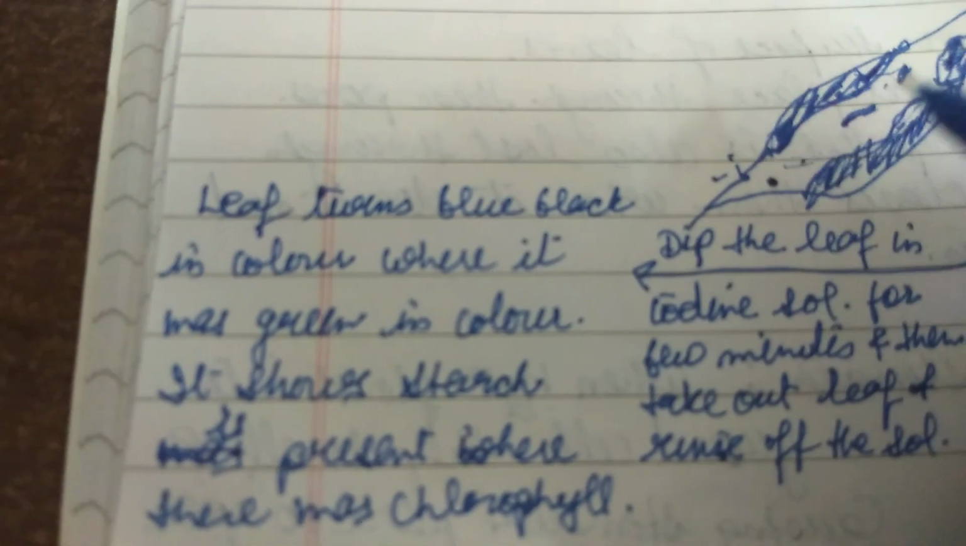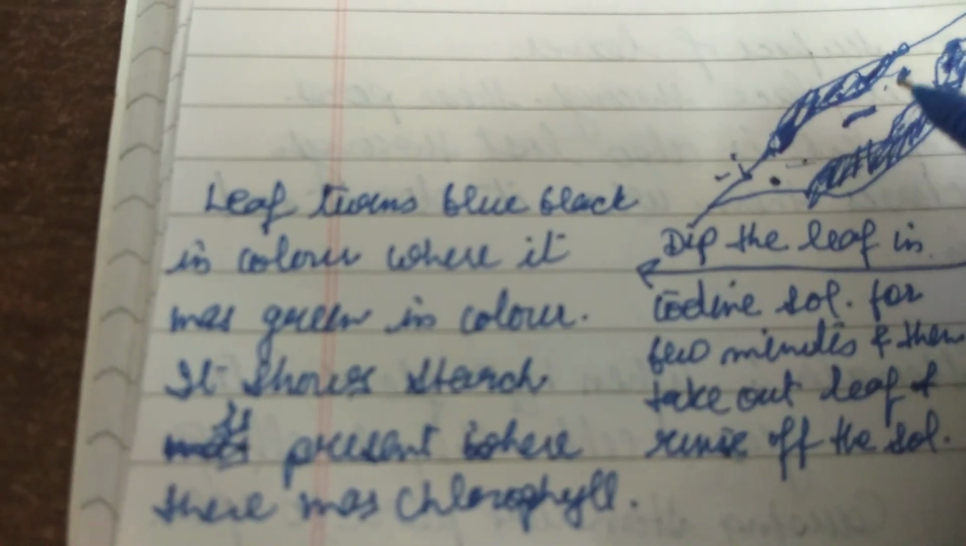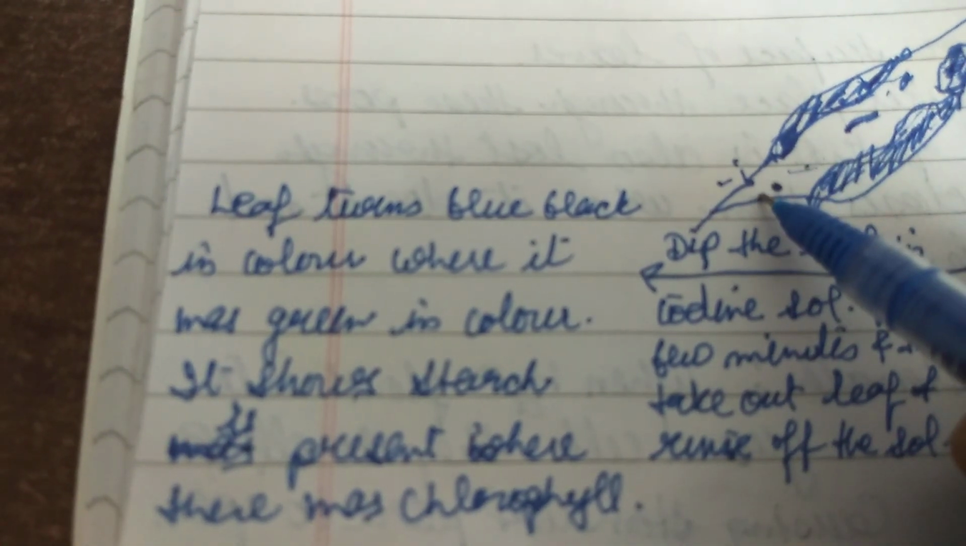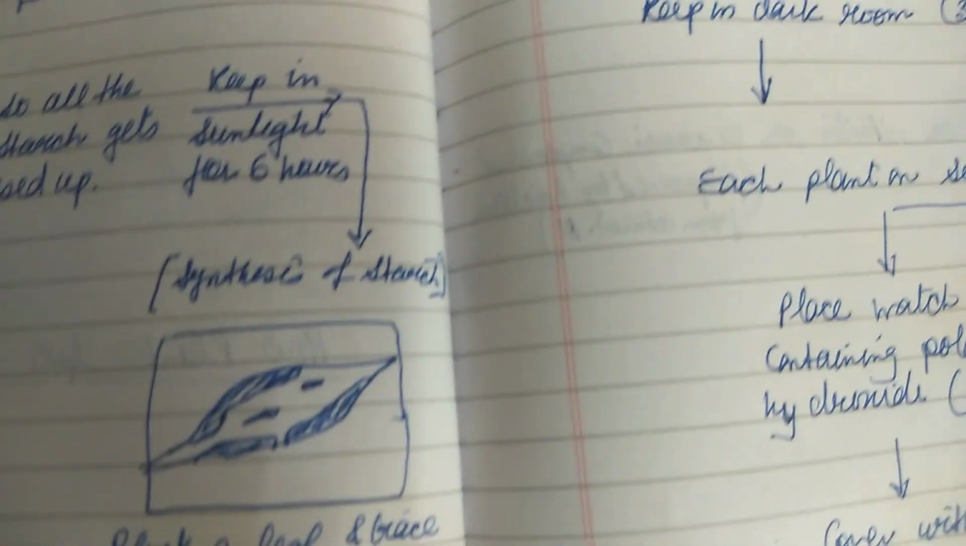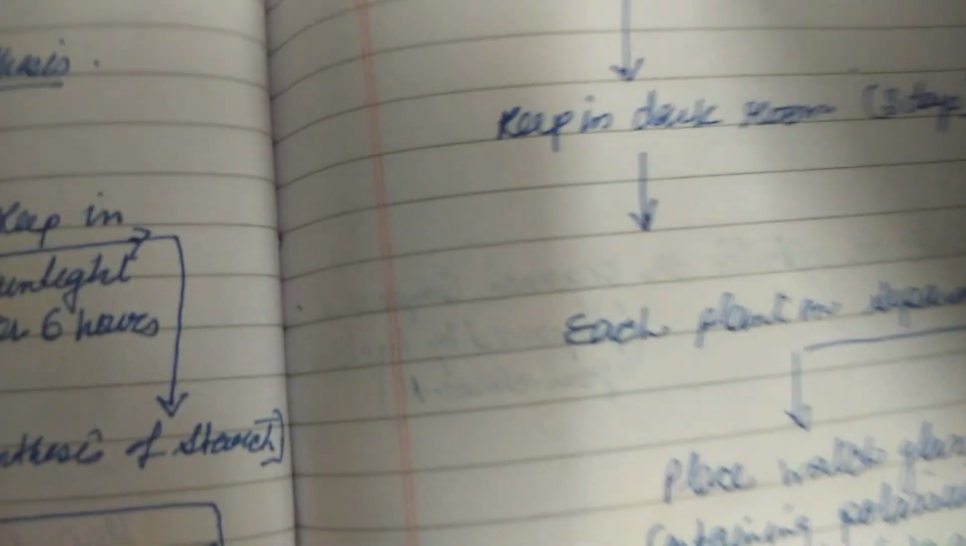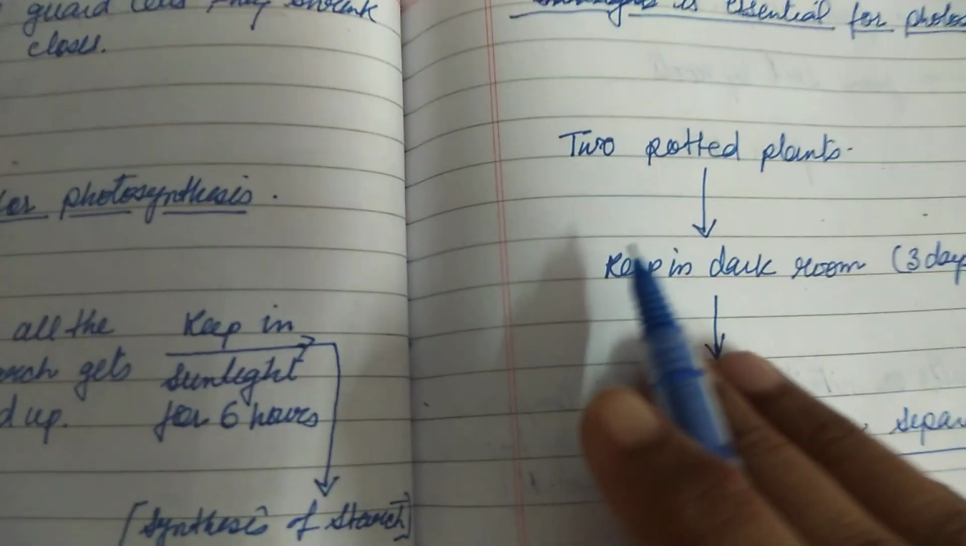So this activity shows that chlorophyll is essential for photosynthesis. Clear? I hope with this activity it is clear to you that chlorophyll is essential for photosynthesis. Now one more activity we'll do, and we'll see whether carbon dioxide is essential for photosynthesis or not. Right? So for this we have taken two potted plants.